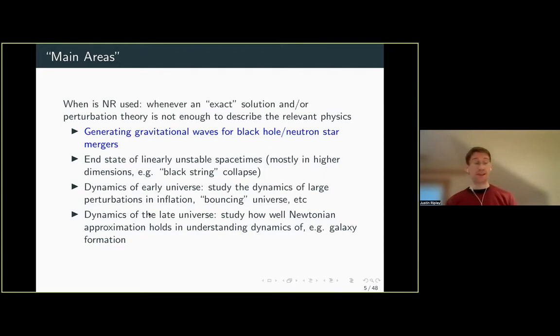People also look at the late universe when you have galaxies forming and this sort of thing, and you can ask, well, how well does Newtonian physics describe this process, which is usually what you use, just Newton's gravitational law. But you can also try solving the full Einstein equations and ask how well things do. So this is an example of many applications of these sets of techniques, but I'll be focusing on the one in blue today.